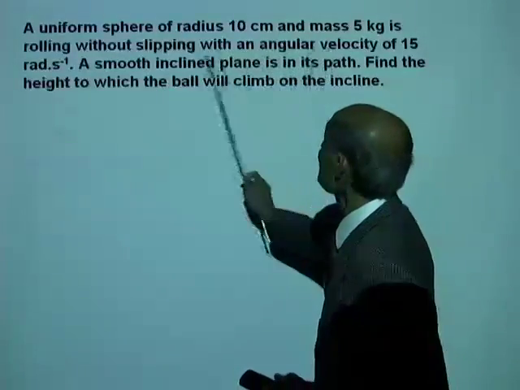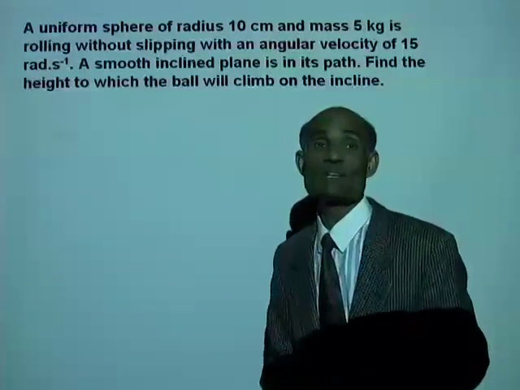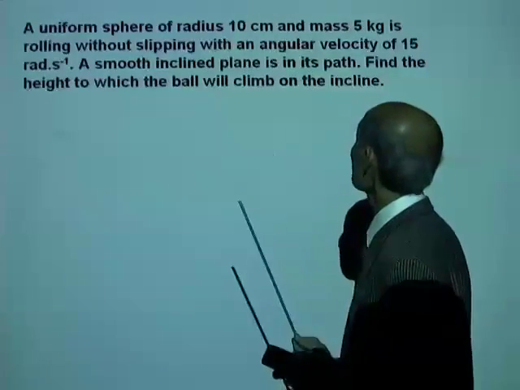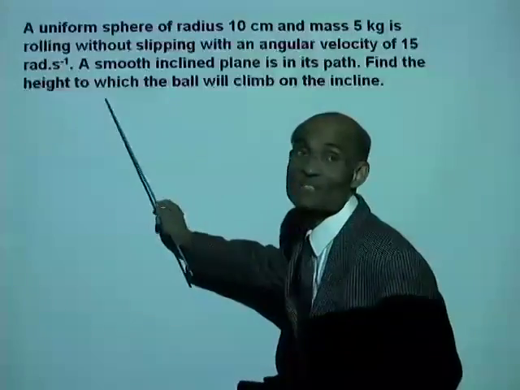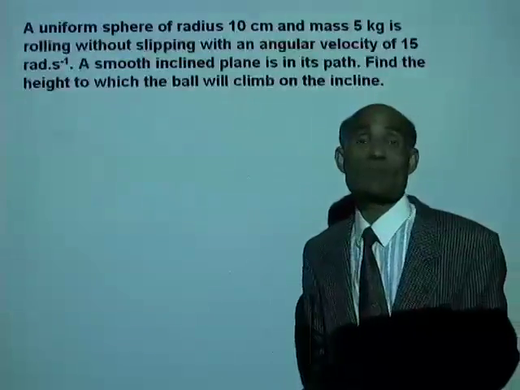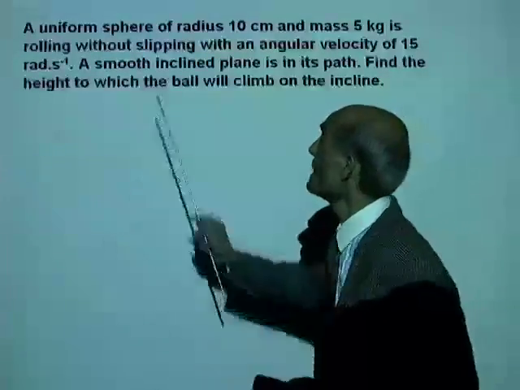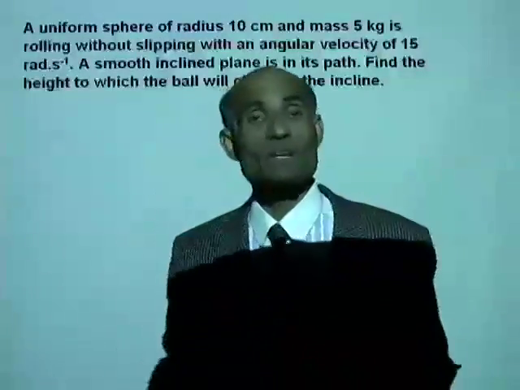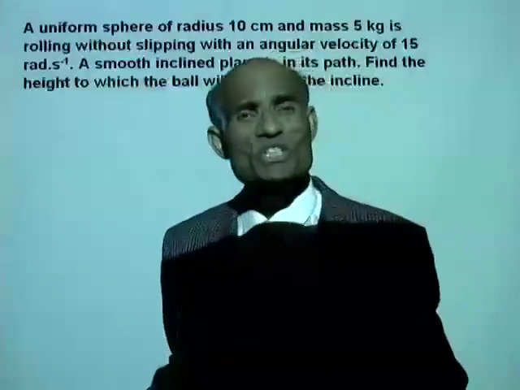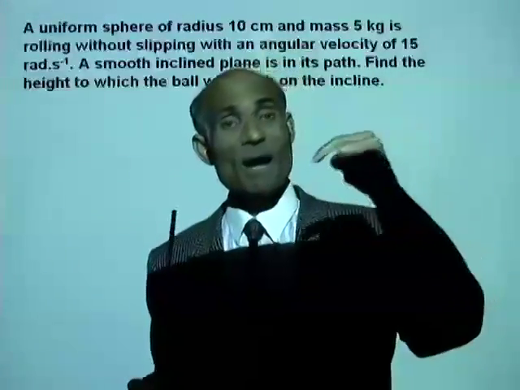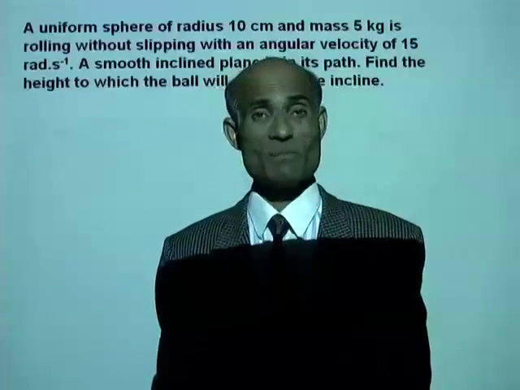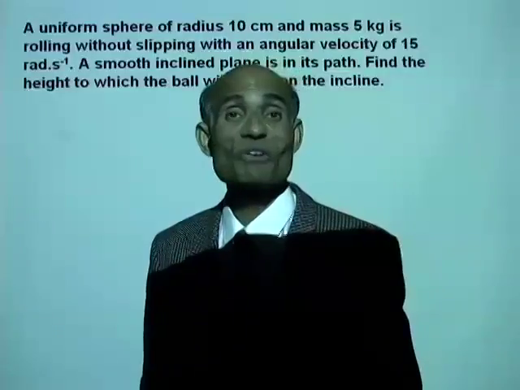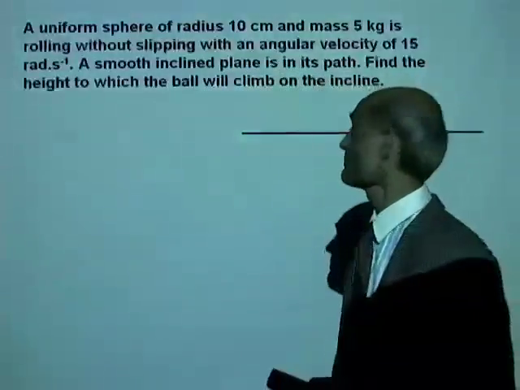With an angular velocity of 15 radian per second, a smooth inclined plane is in its path. Find the height to which the ball will climb on the incline. We have a sphere, not a disk this time. Now, do you remember the expression for the moment of inertia of a sphere about an axis through its center of mass? I center of mass is 2/5 mr squared.